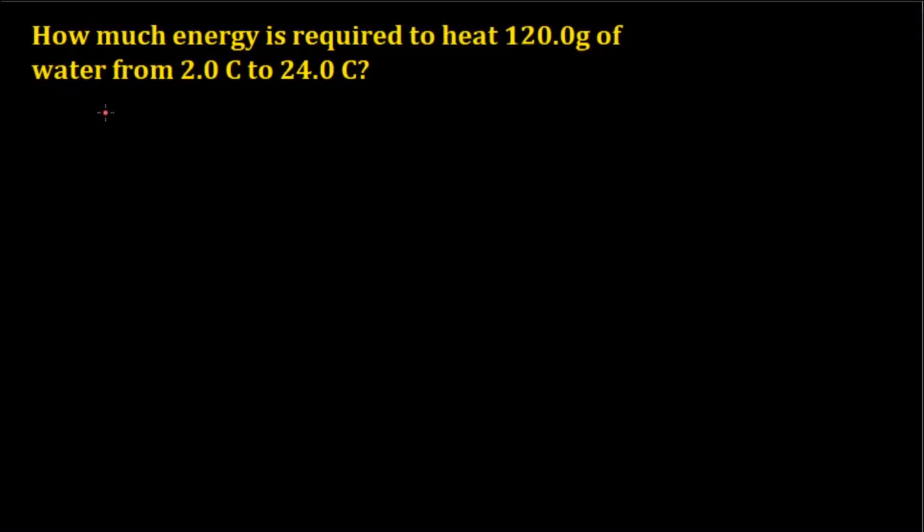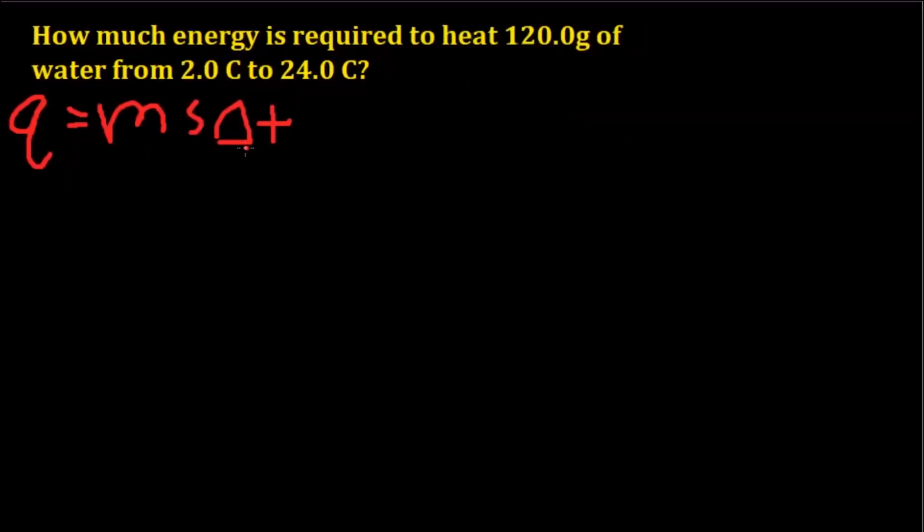So this problem says, how much energy is required to heat 120.0 grams of water from 2.0 degrees Celsius to 24.0 degrees Celsius? Now first we need to remember the heat change formula, which is Q equals ms delta T. Now when I look online, sometimes it's written as MC delta T, but I like using S because S stands for specific heat, and it would make no sense to use a C.